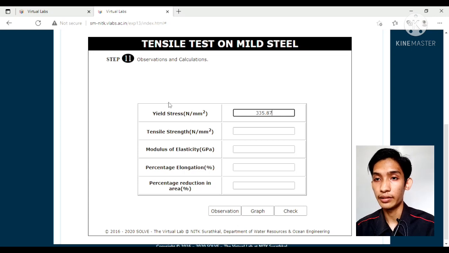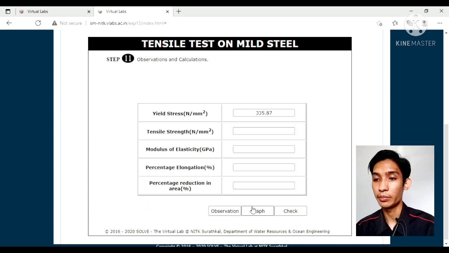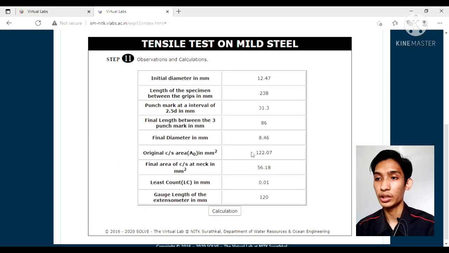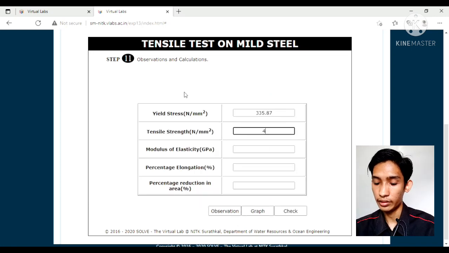Second, tensile stress. Using the formula, ultimate load divided by A0. The ultimate load is 57 divided by A0, 122.07, and I get 466.95.